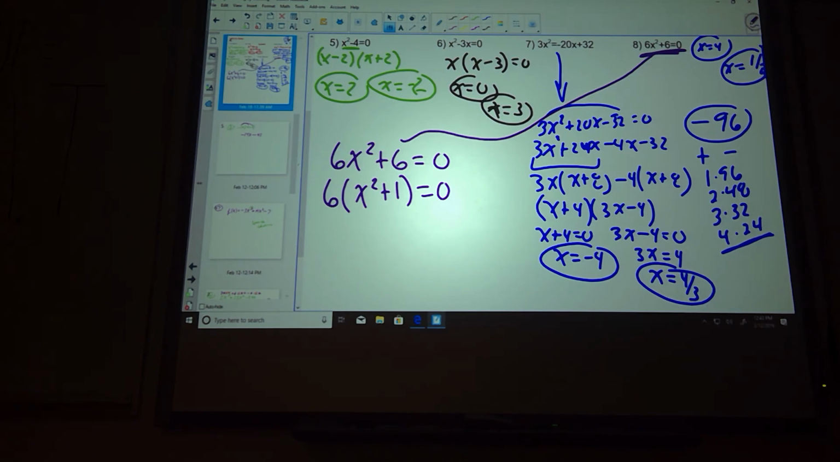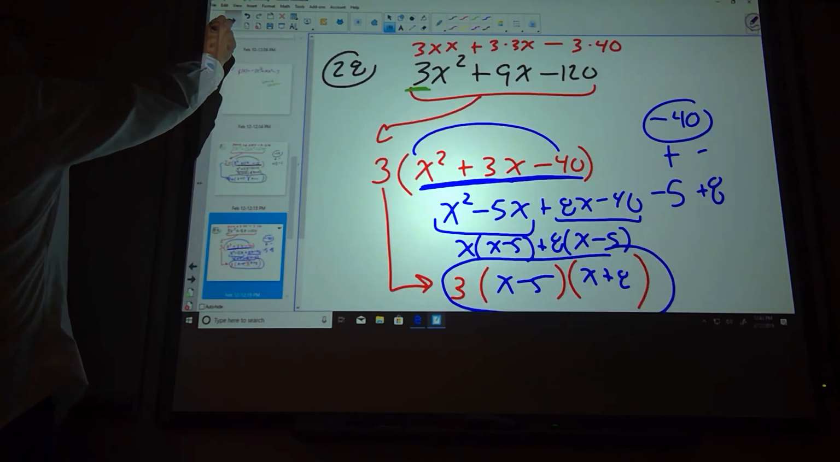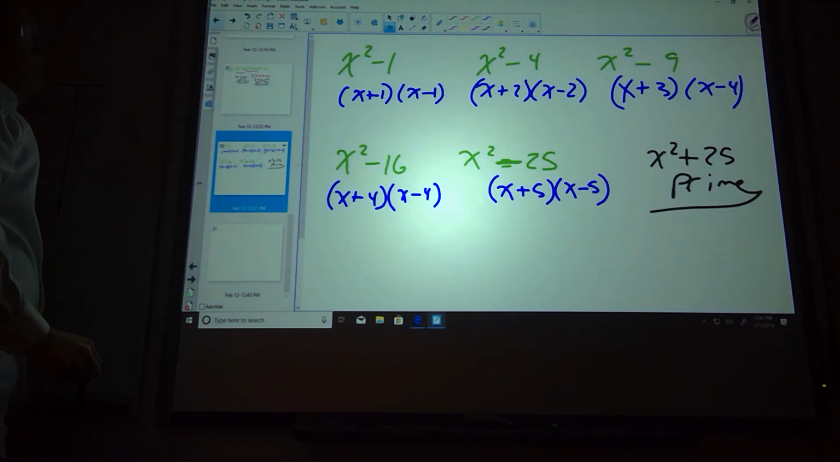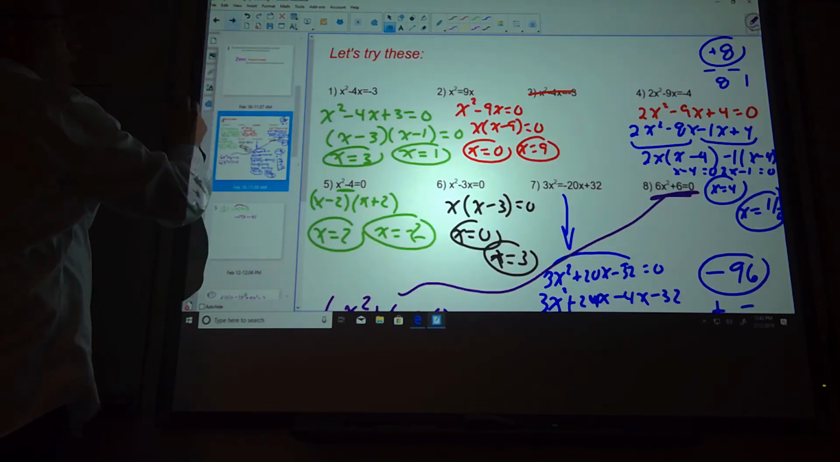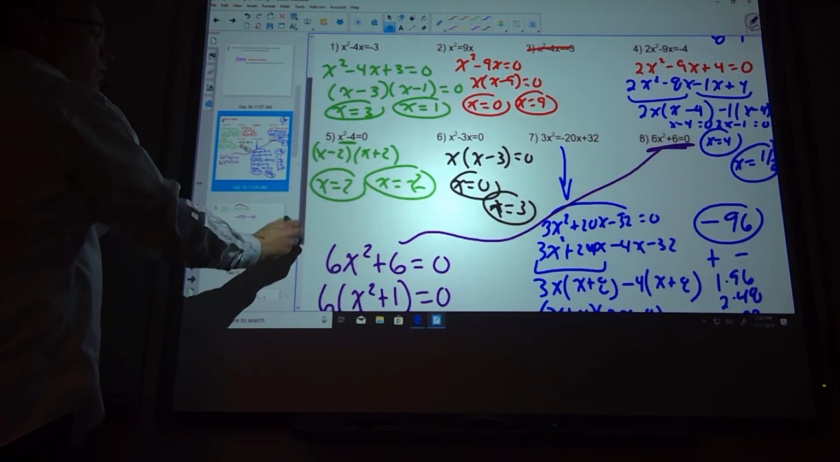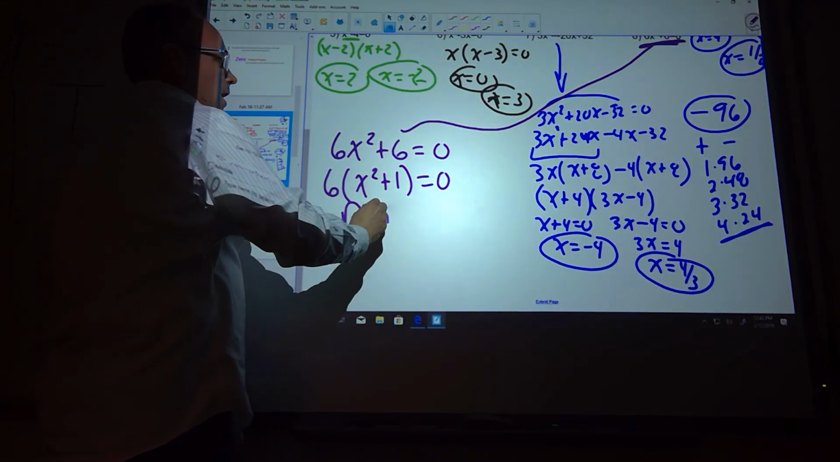Is there a way to factor the sum of 2 squares? Let me go to my very last slide that we did a whole bunch of different 2 squares on. That black one, x squared plus 25. What did we say the answer is? Prime. So there is no difference of 2 squares. Right, that one is not the difference of 2 squares. So this one is prime.